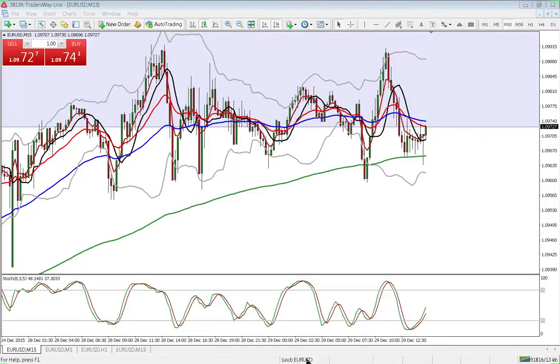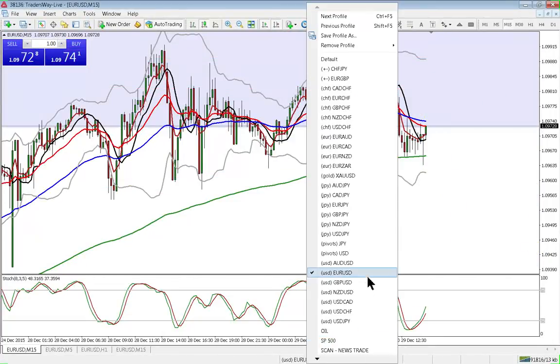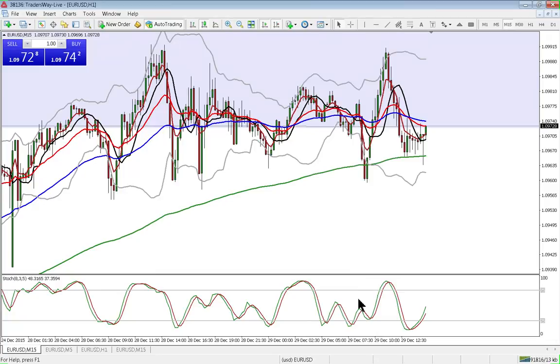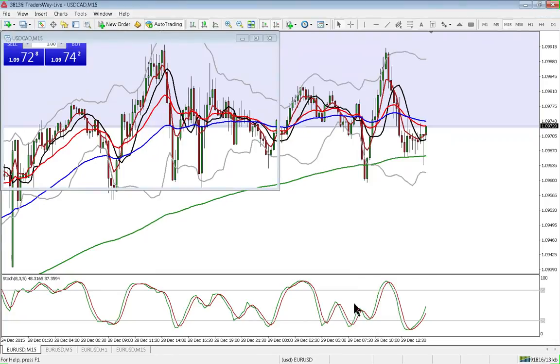Line tool on here. All right, let's try this. USD CAD is next. You like the CAD? You like it, the CAD?